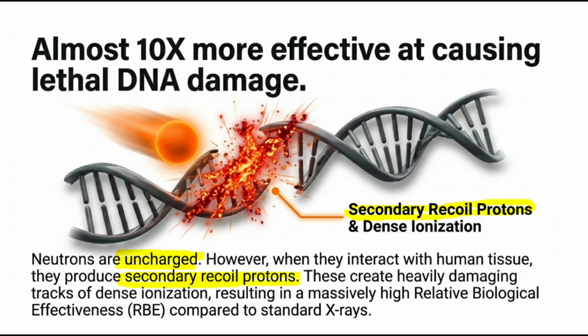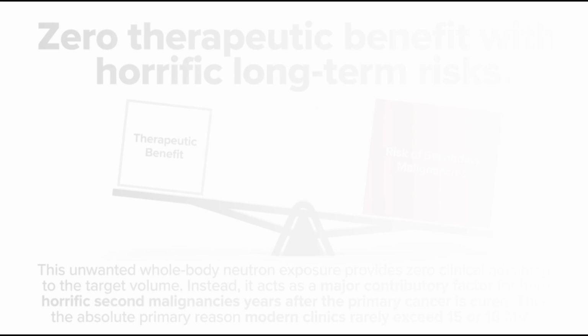Because of this extreme destruction, neutrons result in a massively high relative biological effectiveness or RBE. In fact, they are almost 10 times more effective at causing lethal DNA damage compared to our standard X-rays. Yes, 10 times more effective. This is exactly why even a small amount of neutron contamination creates a big threat to your occupational safety.